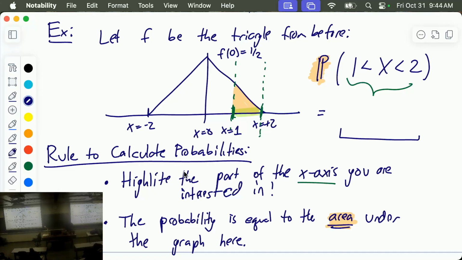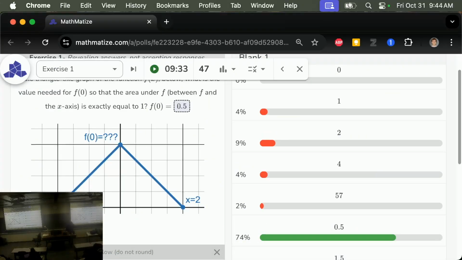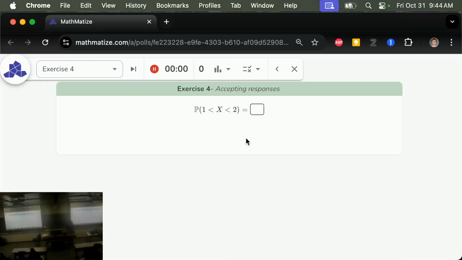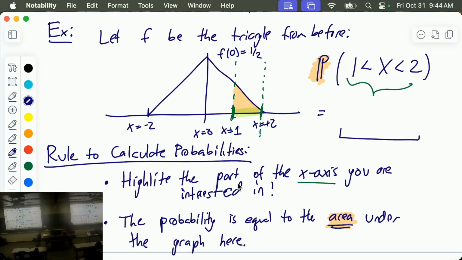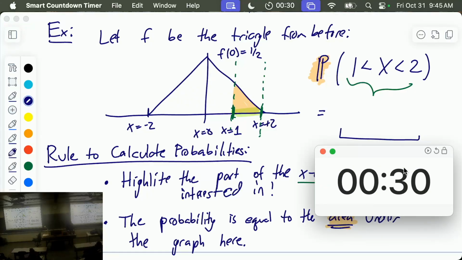Okay, let's attempt it. This is a problem. It is up on mathmatize, but I will show the board because that has more helpful information, and then you will try it and tell me in, say, a minute and 30 seconds. Give it a go.